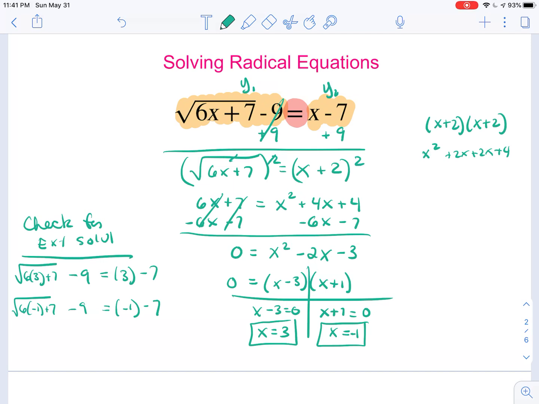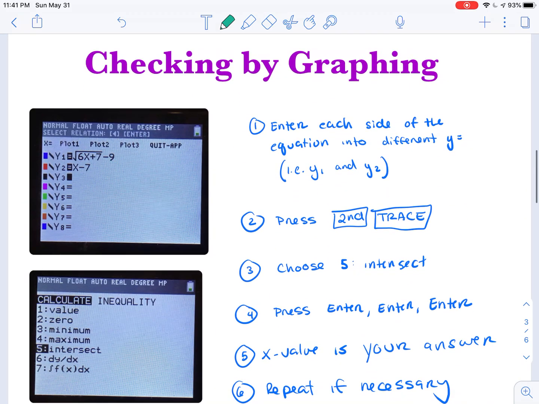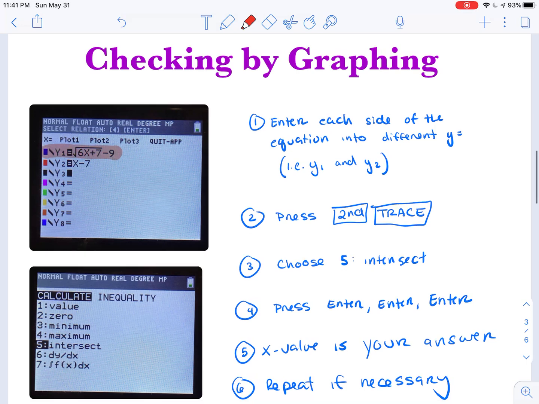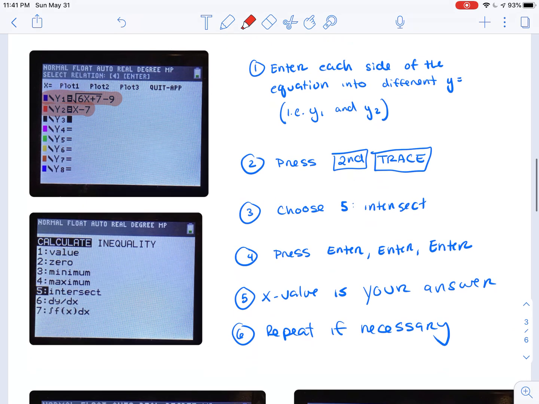What are solutions to systems of equations? The point of intersection. So let's see. How do we check this by graphing? Well, the first thing you're going to do is plug in the left-hand side into one of the y's and the right-hand side into the other. Okay, so that's what it says in number 1. Enter each side of the equation into different y equals.